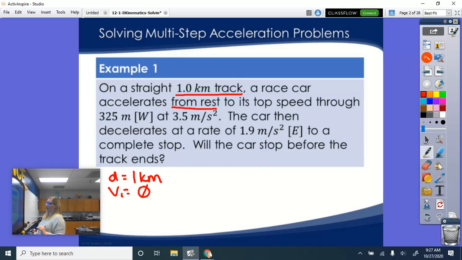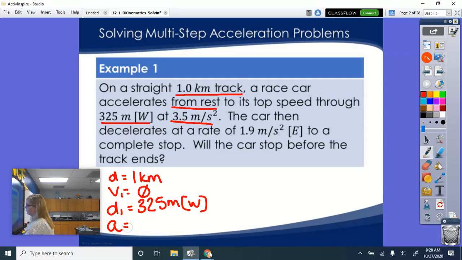And we're going at our top speed through 325 meters west. And that's a weird way to say it. So we have to kind of look at the units to piece together what that means. So 325 meters west is actually going to be like our first distance. And we'll talk about why we're doing that in just a second. And we're going at 3.5 meters per second squared. Again, it's not super straightforward, but the meters per second squared tells us that that's our acceleration.